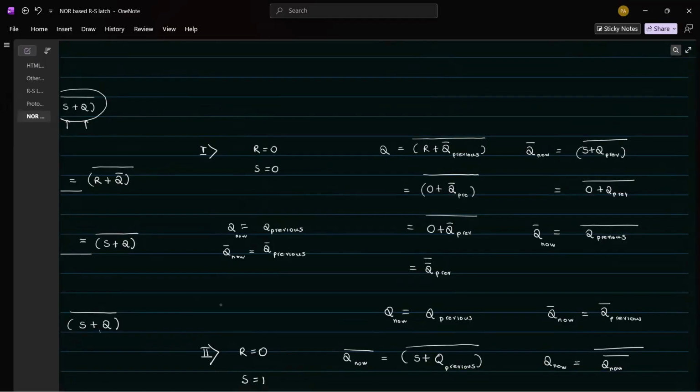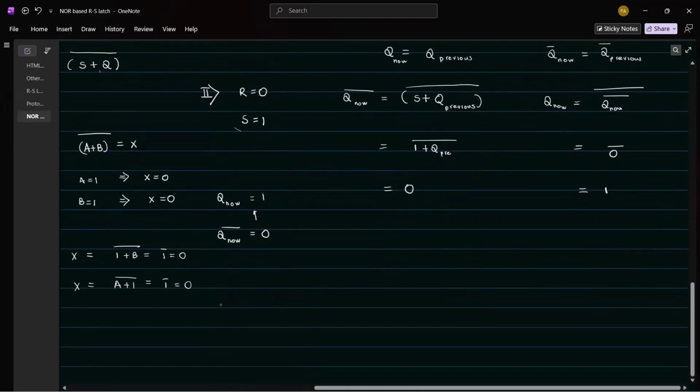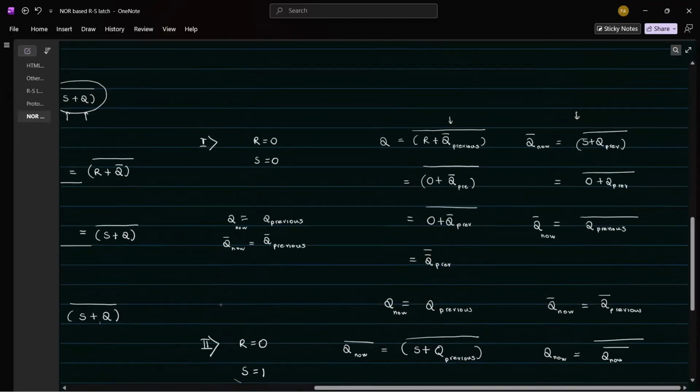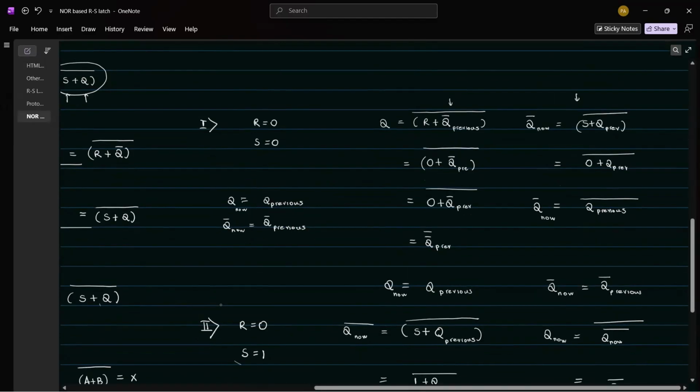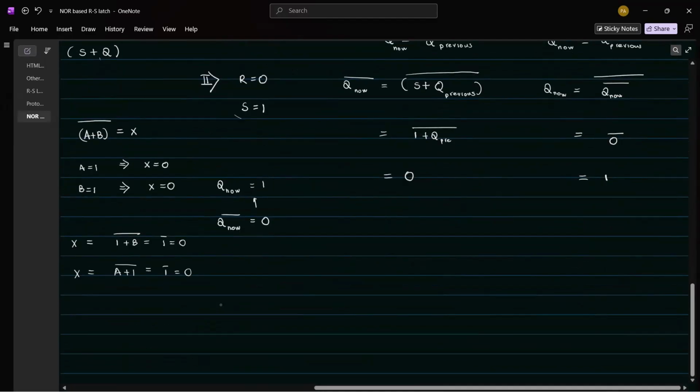You can't come like this. By using both equations, you can't find it for the second one. Because if you try that, it will be 0 plus Q previous whole thing bar. So you'll need to know what is Q previous, which you don't. So Q now will be equal to 1.